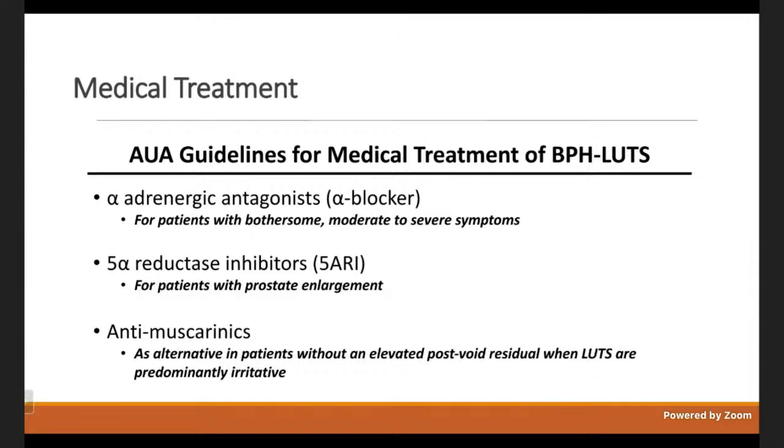One more drug which is used is antimuscarinics. As already discussed, the lower tract symptoms can be irritative symptoms or storage symptoms like frequency, urgency, and nocturia. They might not be relieved much by using alpha adrenergic blockers alone. So whenever the patient has storage symptoms, it is very important to consider an antimuscarinic in their treatment for better relief of symptoms.